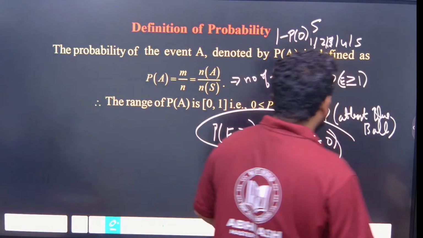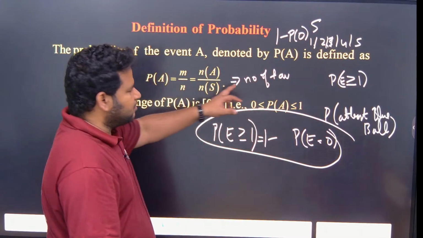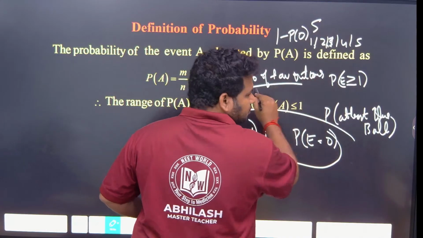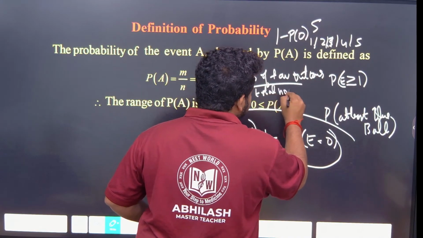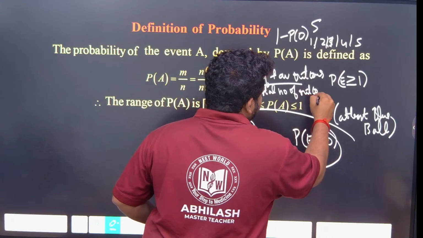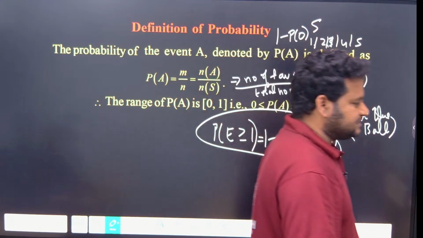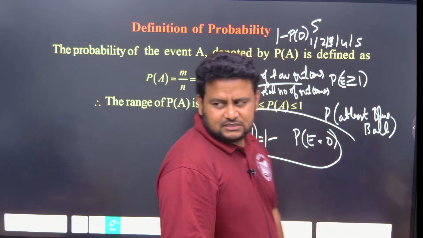If you remove 0, then 1 minus the probability of getting 0 blue balls gives you the probability of getting at least one blue ball. This is the formula you have to remember. Now see here, the number of favorable outcomes divided by the total number of outcomes. Please focus. Favorable outcomes we write as A, and the total number of outcomes is nothing but the sample space.